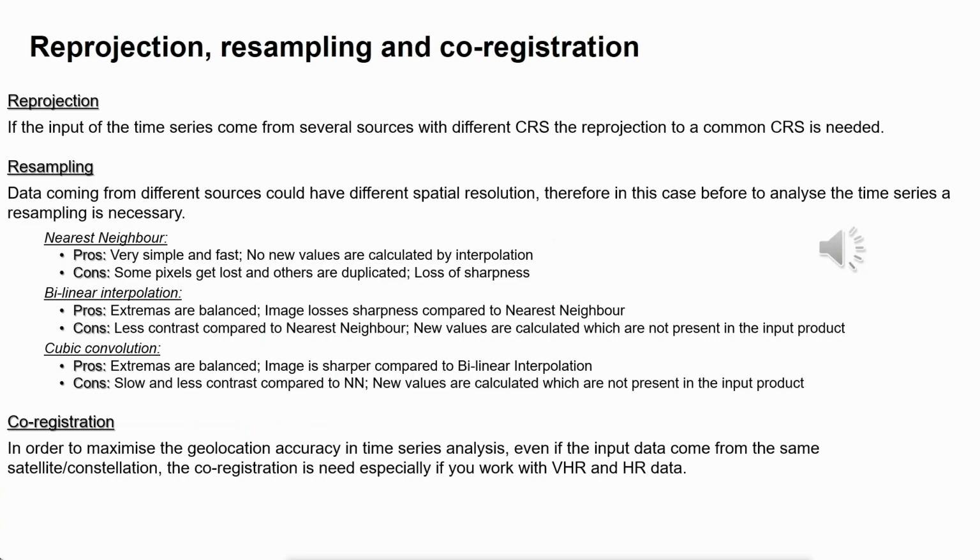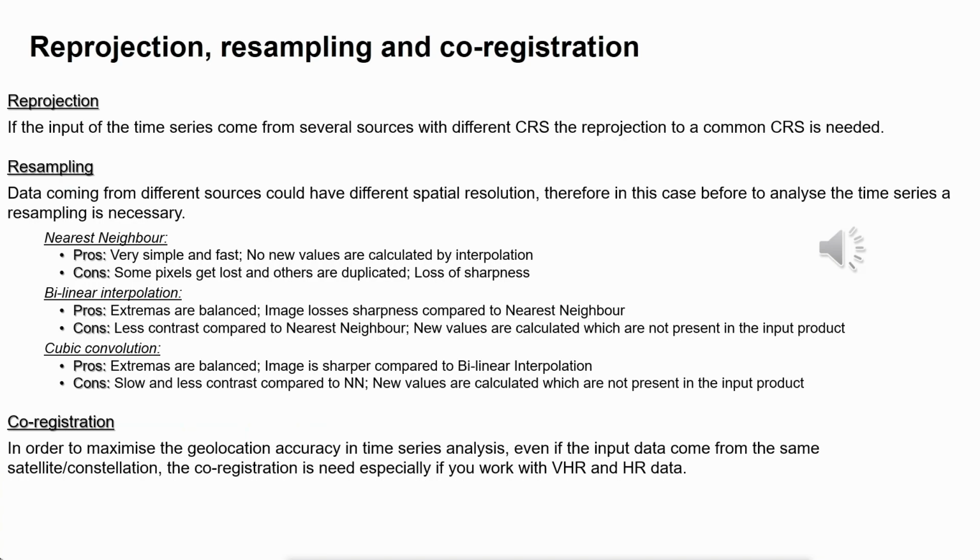The other pre-processing steps are reprojection. When you work with satellite images coming from different satellites, you may need to reproject because they may not have the same coordinate system. So, for example, Sentinel-2 images are in UTM WGS 84, but if you want to project Sentinel-2 images in Google Earth, you need to reproject them to lat-long WGS 84.